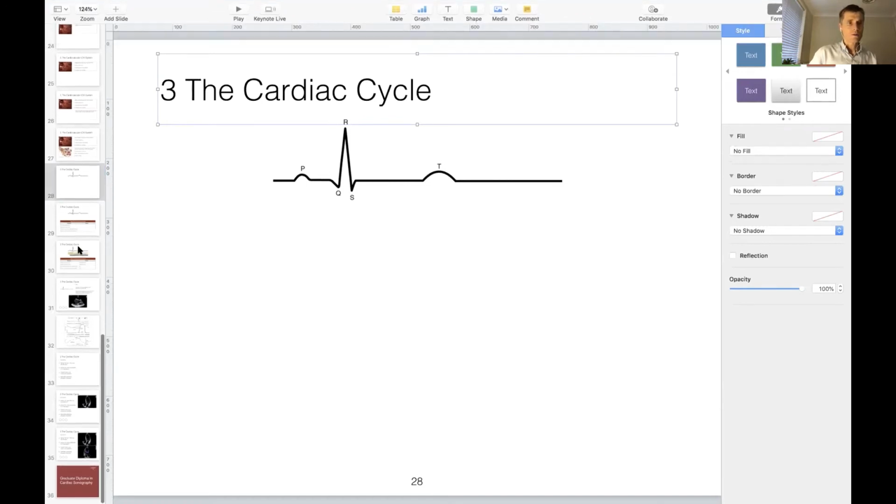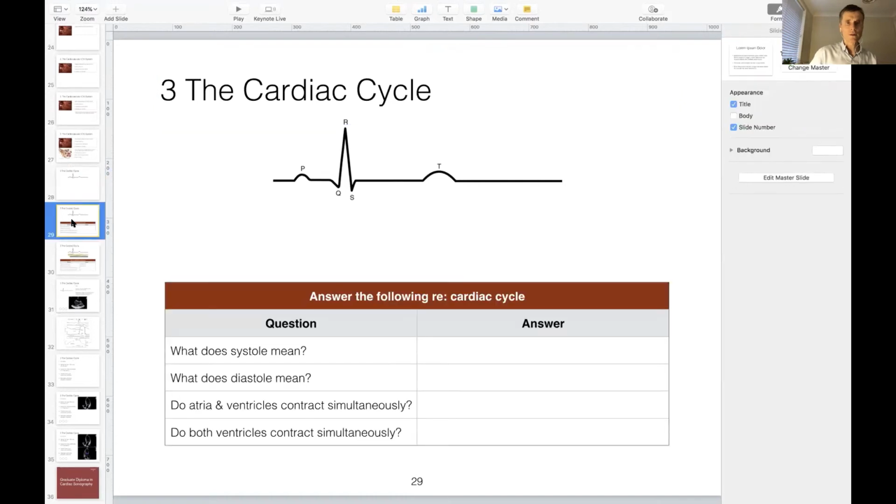So I want to look at this from a slightly different angle to what Kenny was. Kenny was looking at simply the electrical conduction, but what I wanted to do is ask you a couple of questions. What does systole mean? What does diastole mean? Do atria and ventricles contract simultaneously? Do both ventricles contract simultaneously? Just to help you to put some of the theory in perspective.